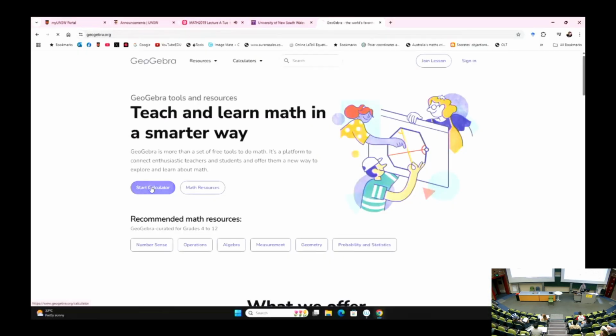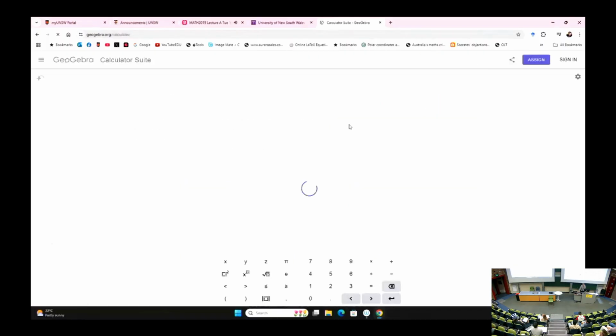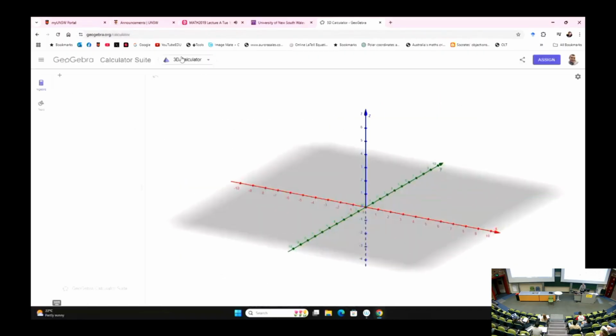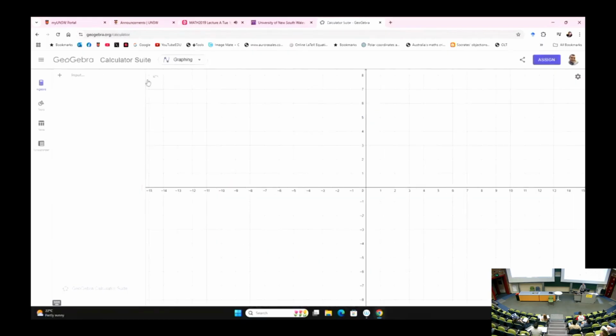Tell me at home. All right, so let's look at this final form a bit more. Okay? So I'm going to go to good old GeoGebra. Here we go. Start calculator. All right, let's just do 2D. All right. Okay, bear with me, people.